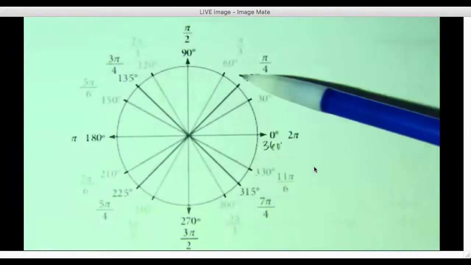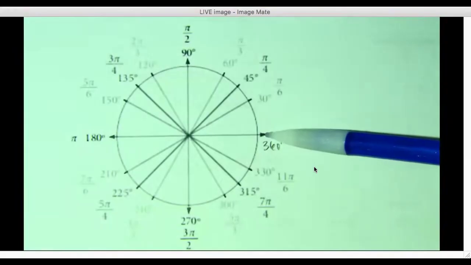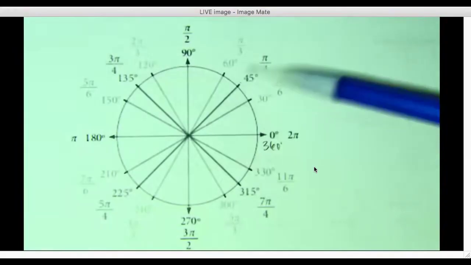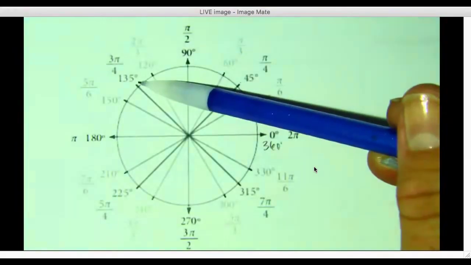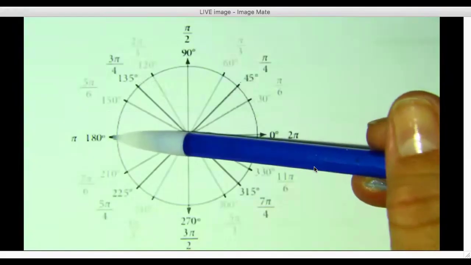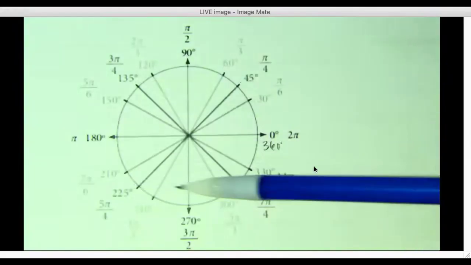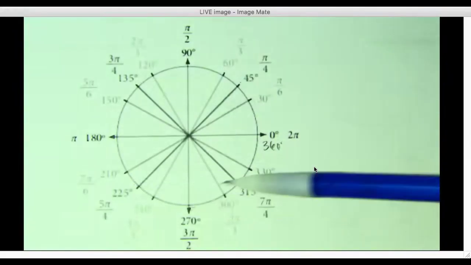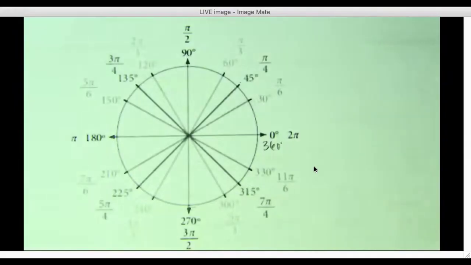Now we can also count by 45s. 0 plus 45 is 45, plus 45 is 90, plus 45 is 135, plus 45 is 180, plus 45 is 225, plus 45 is 270, plus 45 is 315, plus 45 is 360. So that's how you can count around the unit circle by degrees.